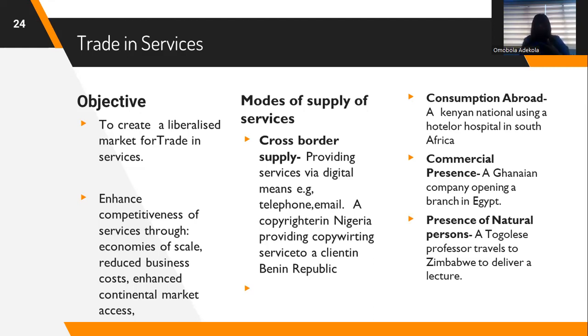Consumption abroad. You go to Kenya for tourism and you use a hotel, or you want to use a hospital in South Africa. That is consumption abroad. That's a mode of service. So let's relate it to Nigeria now. If a Kenyan national comes to Nigeria and wants to use hospitals or hotels in Nigeria, and you are the hotel owner or the tourism provider, you are providing cross-border service. Commercial presence: I've stated banks opening up branches in other African countries.